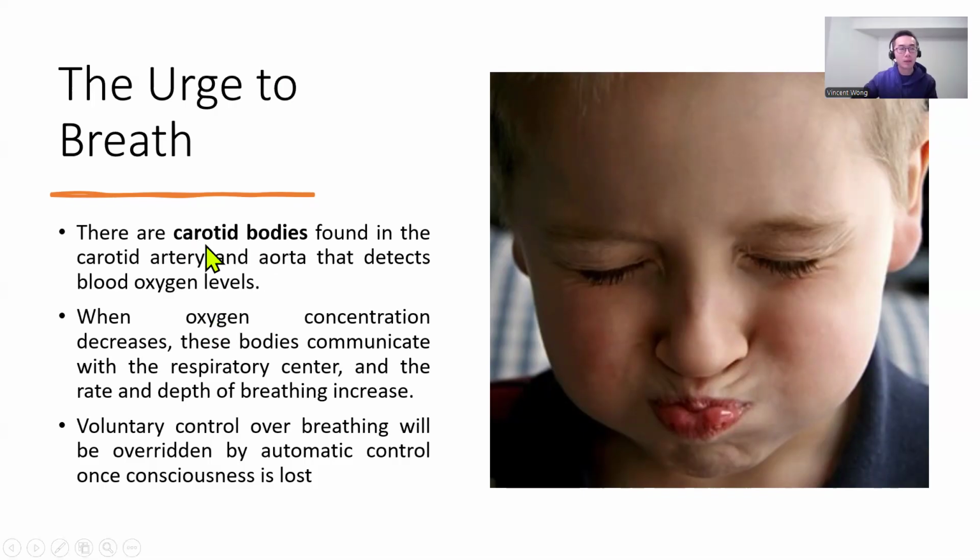And if for some reason the high level of carbon dioxide and H plus is not sufficient to force a person to breathe, then the carotid body will be kind of like a backup system. It's like, hey, we're really running out of oxygen here. You really got to start breathing, otherwise we're gonna pass out. And then it's going to basically send a signal to the respiratory center and force a person to breathe.